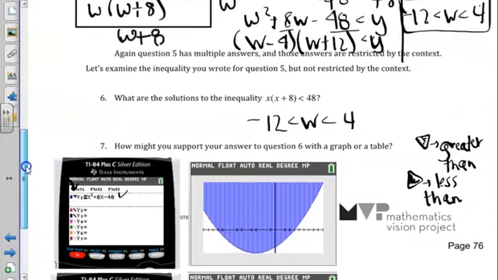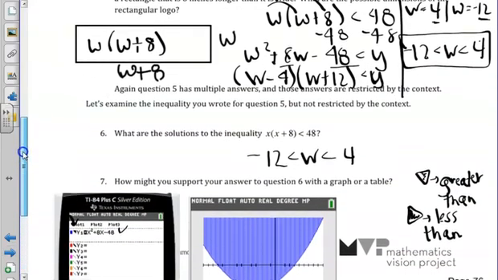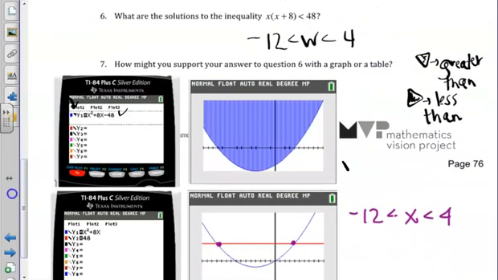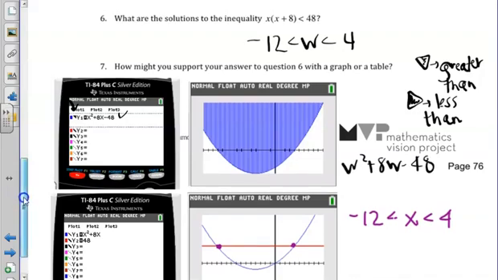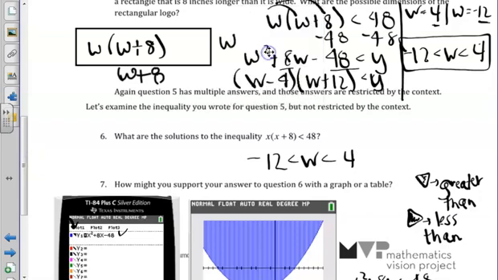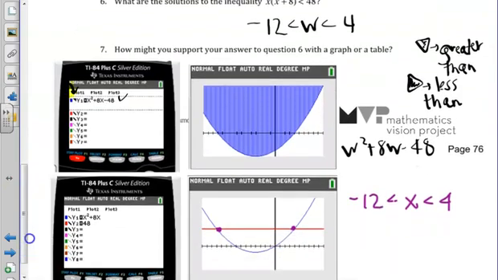So if I go back to my inequality, and it was w squared plus 8w, let me just rewrite it here, minus 48. And what I'm looking at up here is this part here. Notice that the inequality is open towards the y. That means y is greater than. So I chose the greater than symbol right here in my graphing calculator. So if I bring that down just so we can see, we can rewrite it as y is greater than, like so.